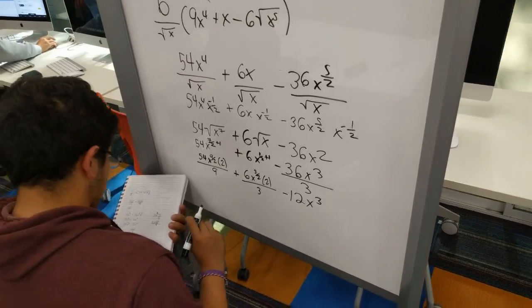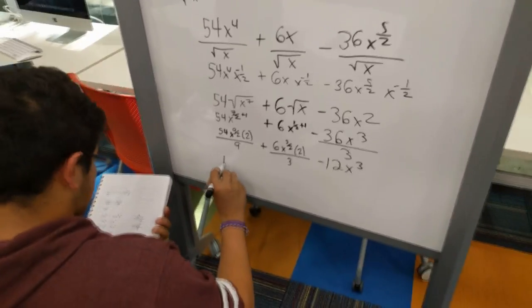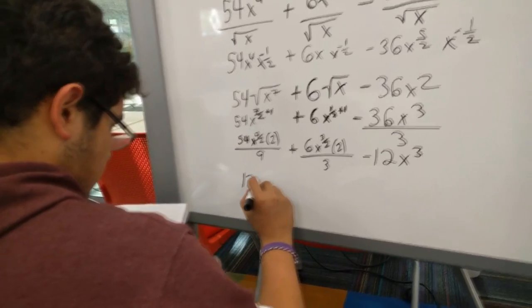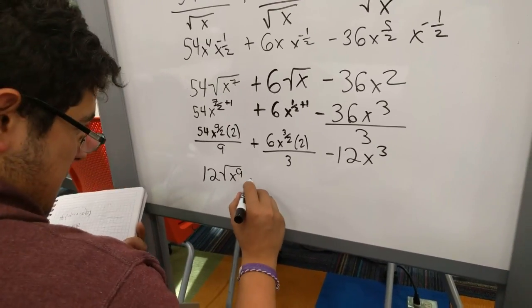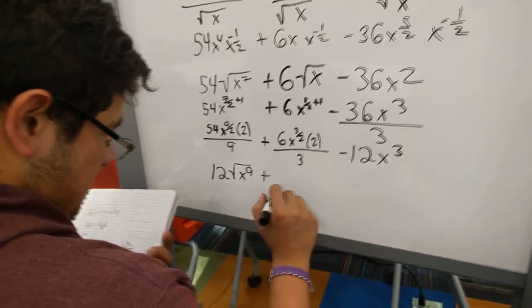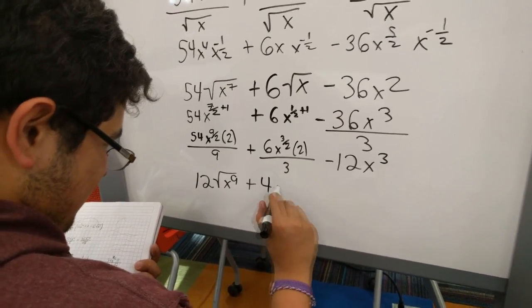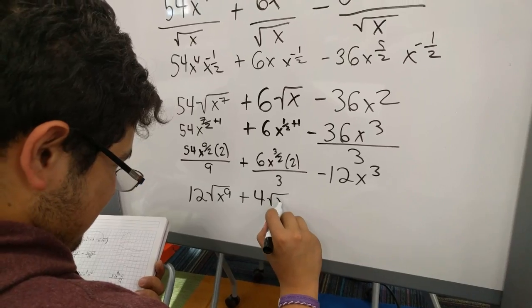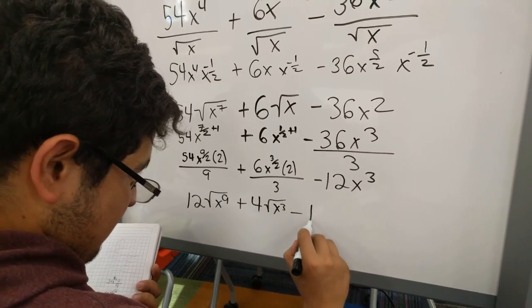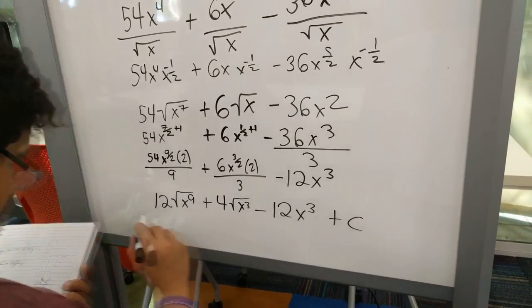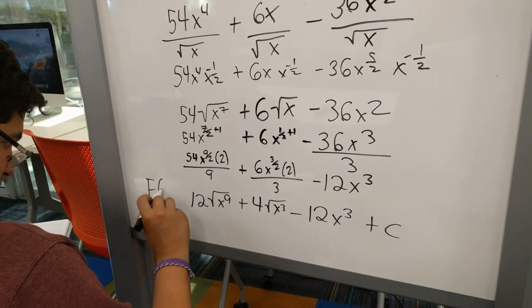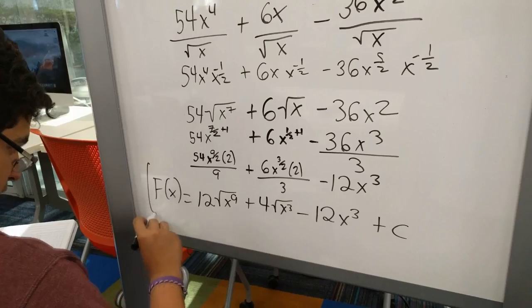The next step is to simplify. So you will divide 54 over 9 and 6 over 3, and the rest stays the same. So the antiderivative of the equation will be 12 times the square root of x to the 9th power plus 4 times the square root of x cubed minus 12x cubed plus C.